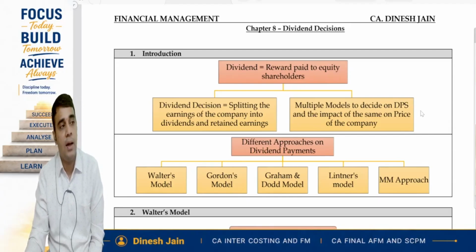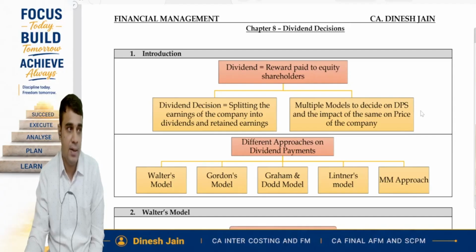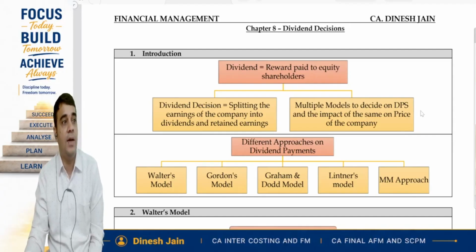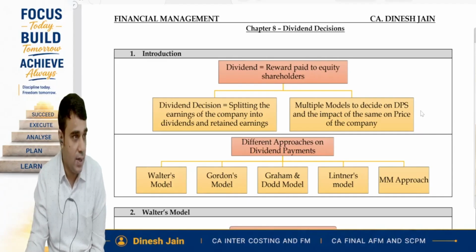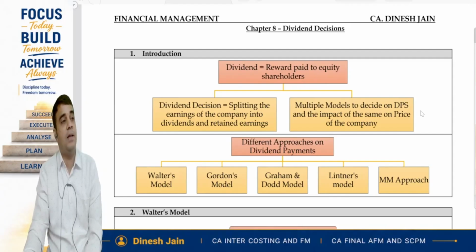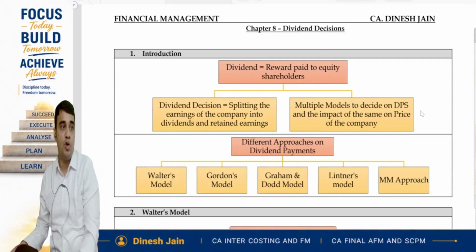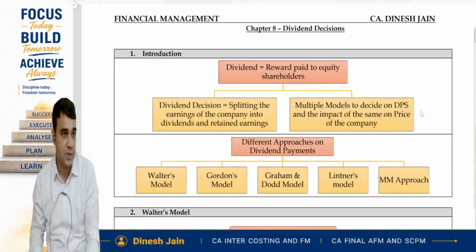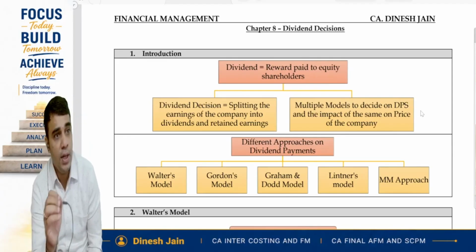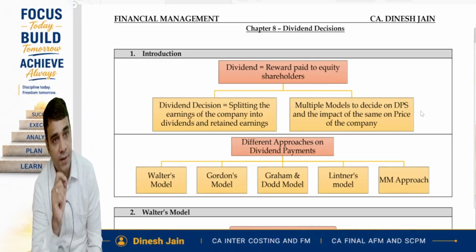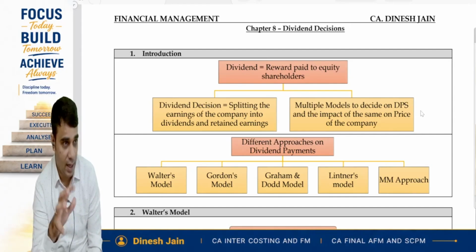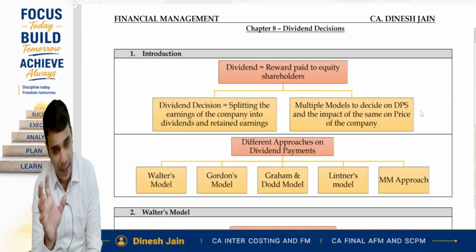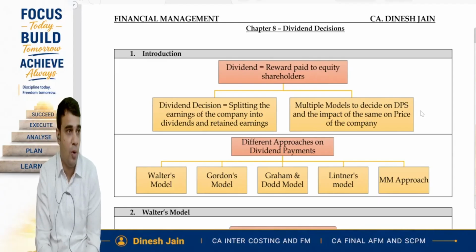Discretionary means the company sometimes may pay dividend, sometimes may not pay dividend. In this chapter, we are going to learn how much dividend an organization should pay. Like in capital structure, we were analyzing what the structure should be, 50-50, 40-60, 100-0. Should a company pay dividend? And if yes, how much should it pay? And the impact of the dividend payment ultimately on the share price of the company, or the value of the company.